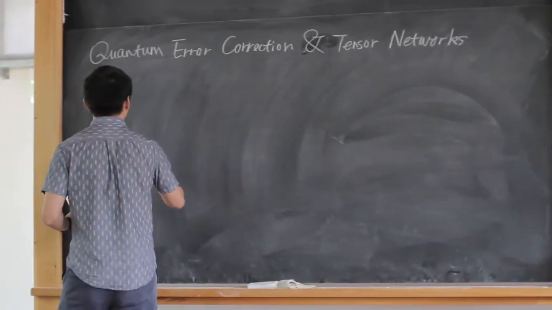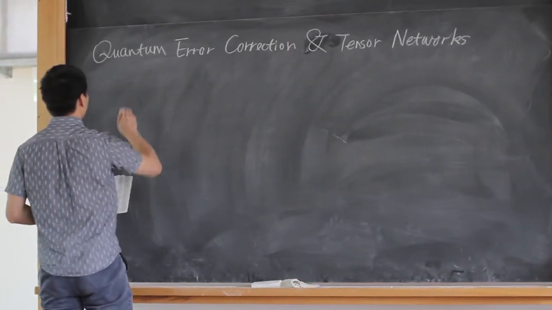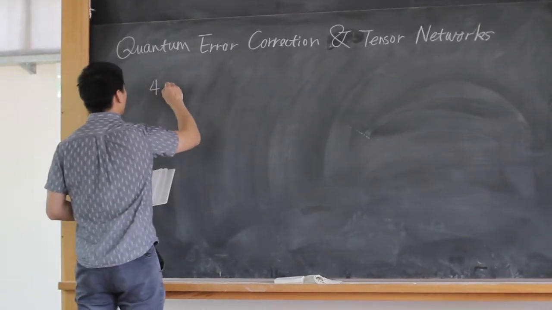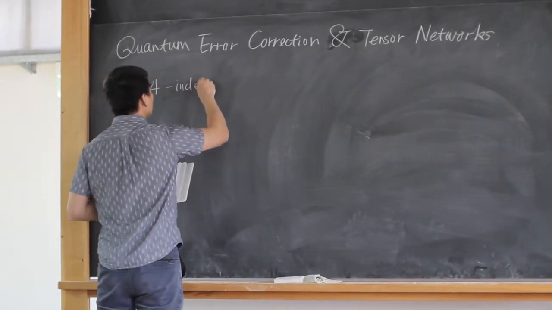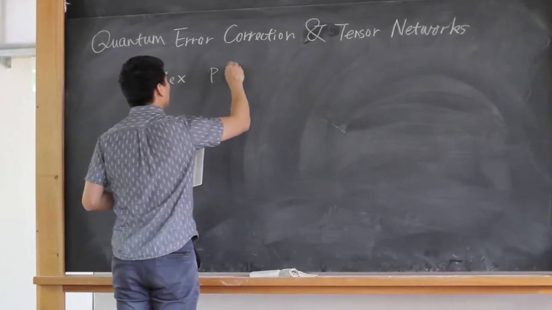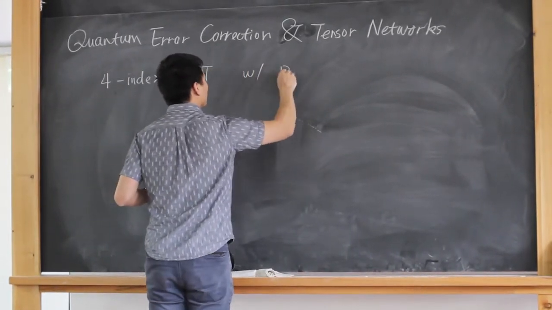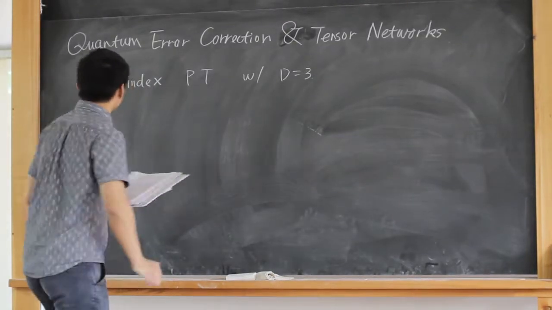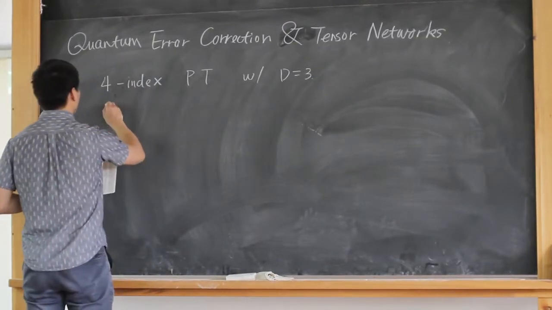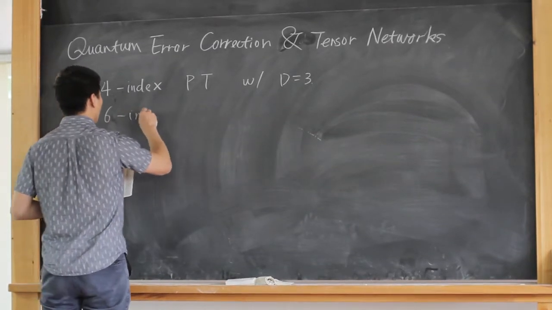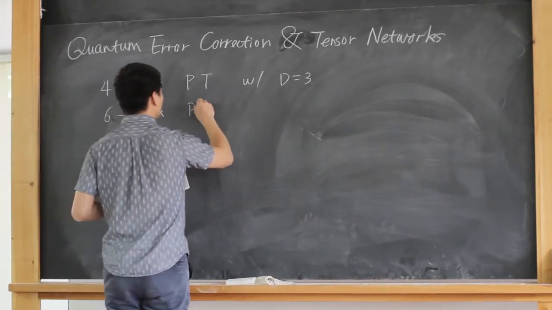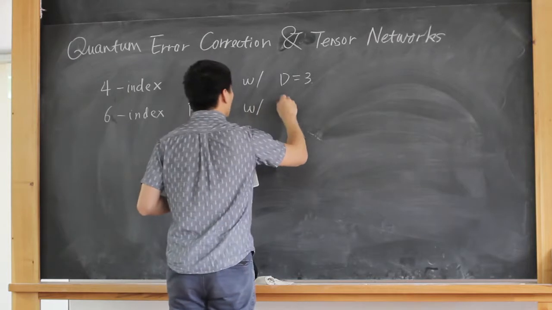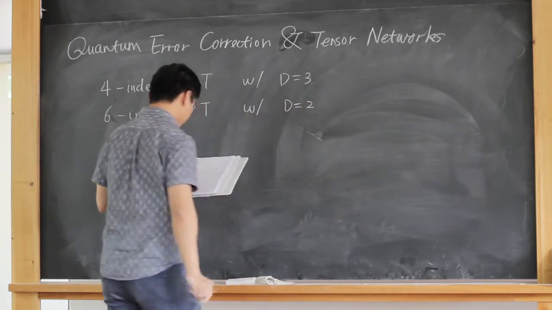And we ended up discussing two perfect tensors. One is a 4-index perfect tensor with bond dimension 3 that comes from the 3-qubit code that we discussed in the first lecture. And we also had a 6-index perfect tensor with bond dimension 2.